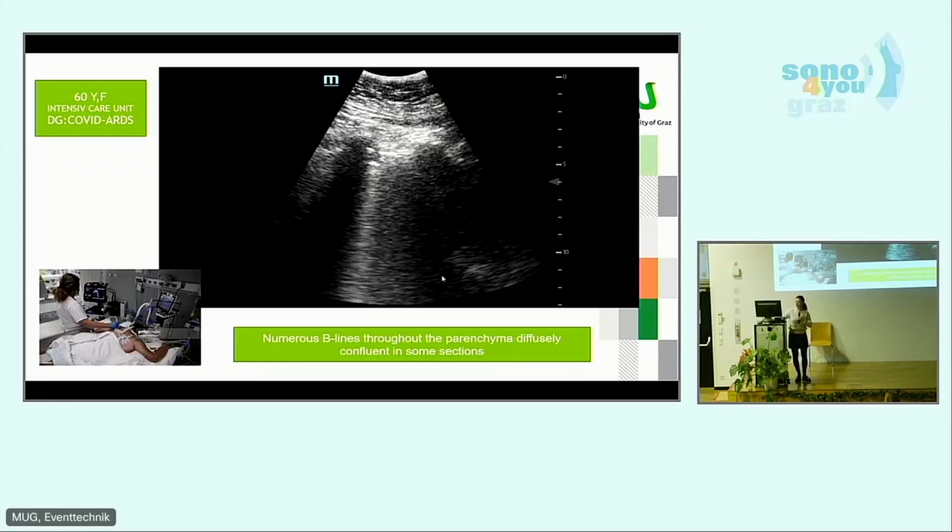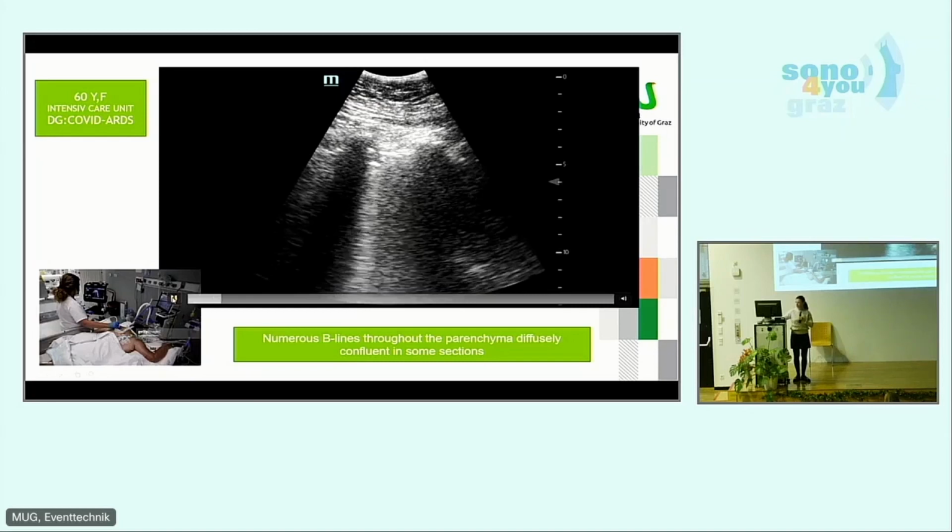So what do we see here? This doctor made an examination in this patient. She's lying on her stomach. It's typical for really advanced COVID patients in really bad general condition. And we are seeing this.